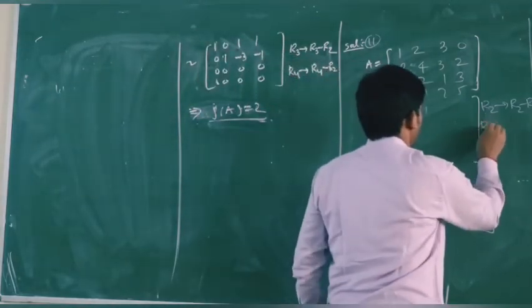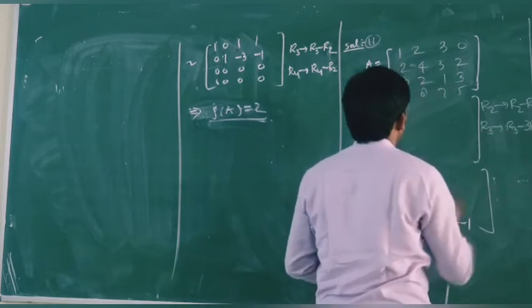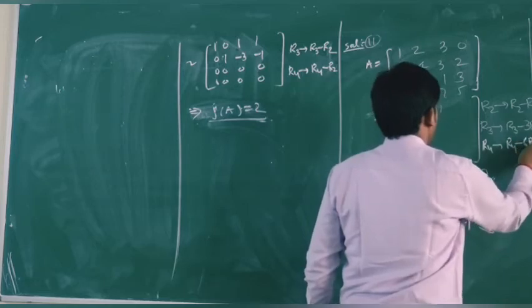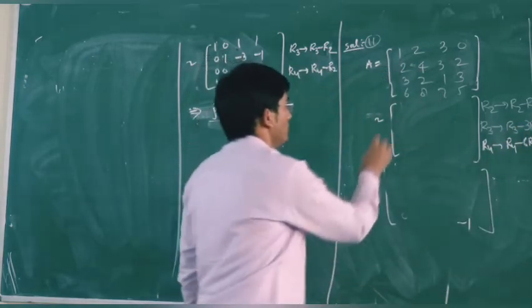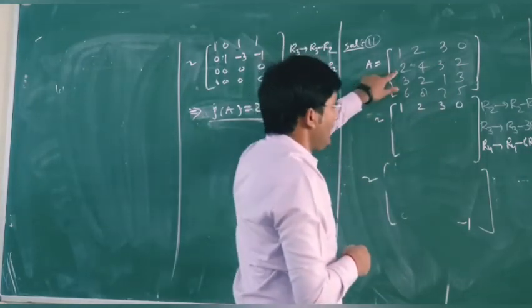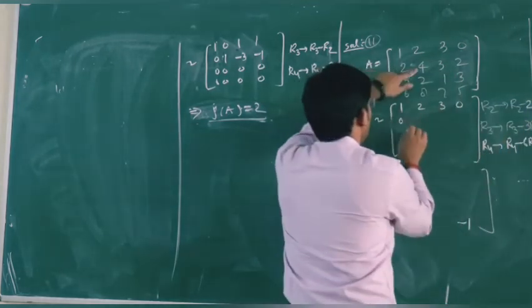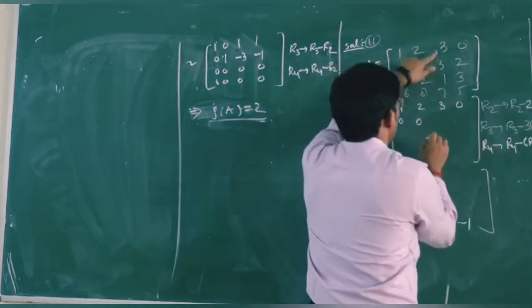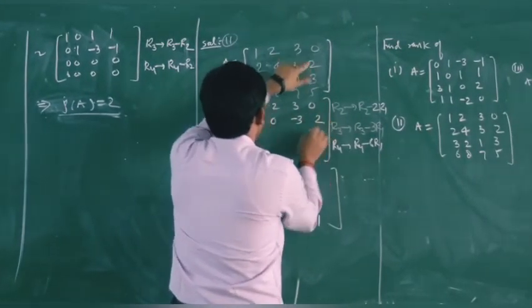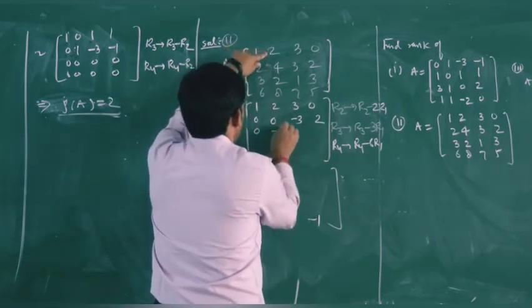Let us perform R3 minus 3 times R1 and R4 minus 6 times R1. So the first row is unchanged. Now from the second row we have subtracted 2 times R1. So this will be a 0. 4 minus 4 will be 0. 3 minus 6 will be minus 3. 2 minus 2 times 0 will be 2. Then here this will be 0. 2 minus 6 will be minus 4.